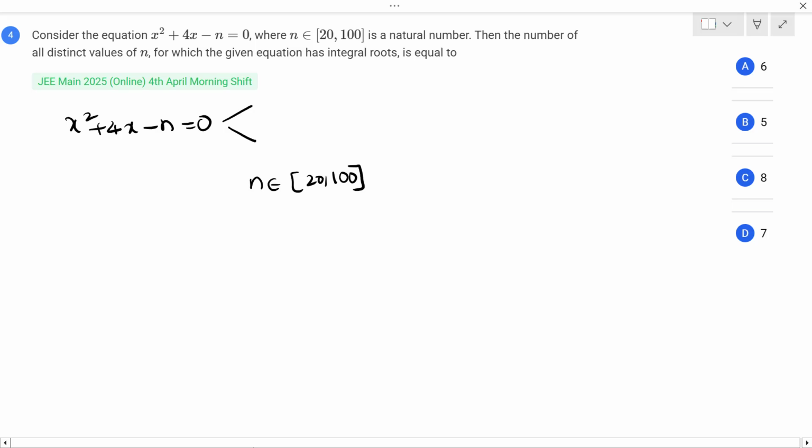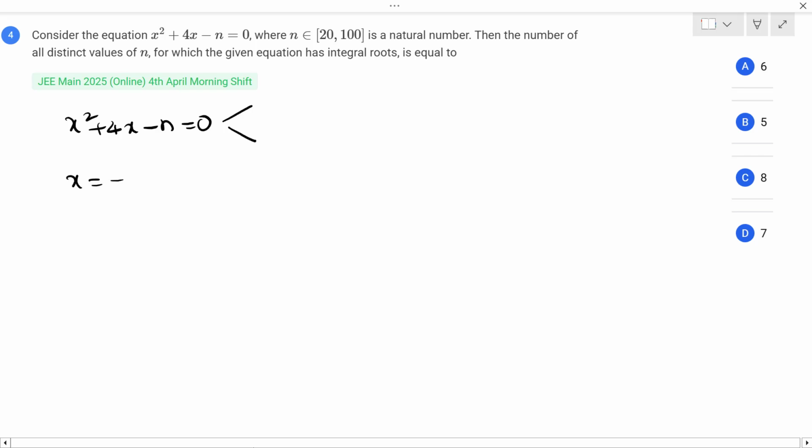Basically, he is saying that you can take n values from 20 to 100, but what you should understand is both the roots must be integer roots. Accordingly, take the n values and tell me how many such n values you can take such that both the roots of the quadratic equation are integer roots. Let us try to understand the roots of the quadratic equation.